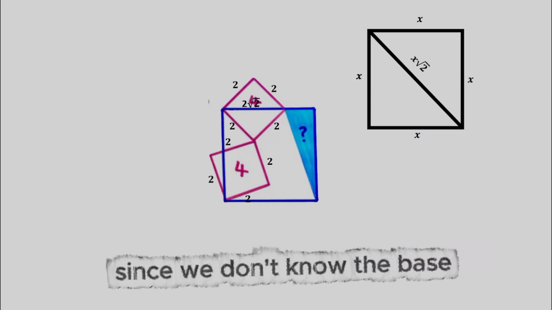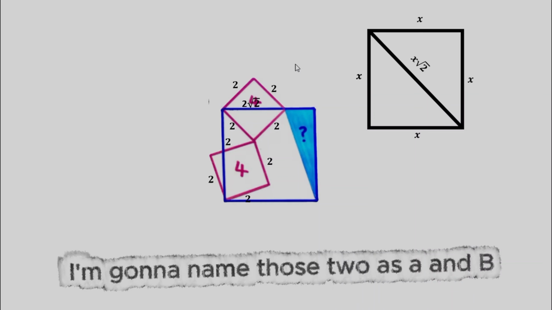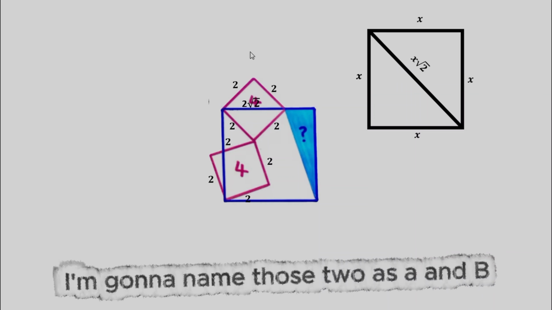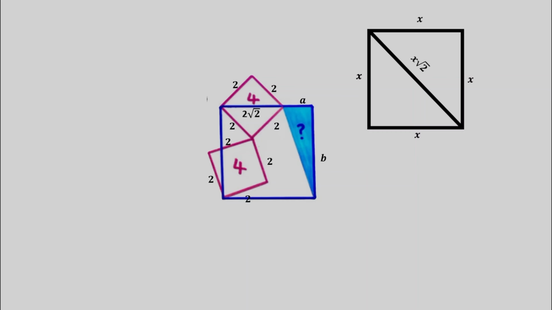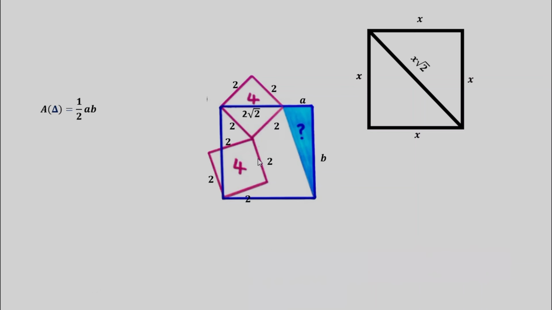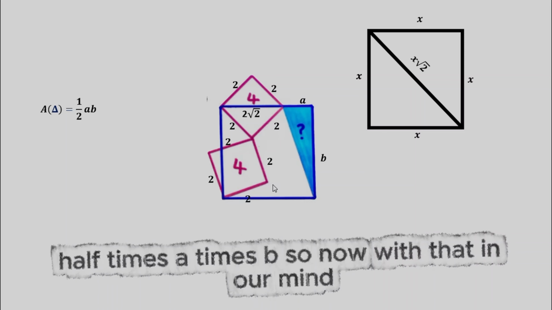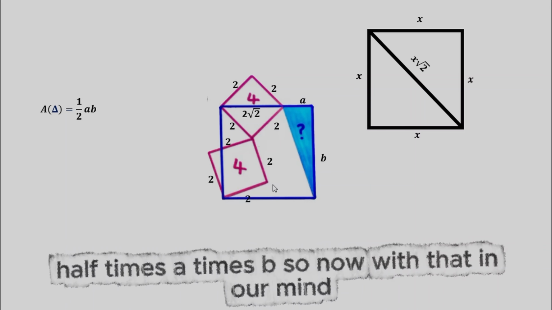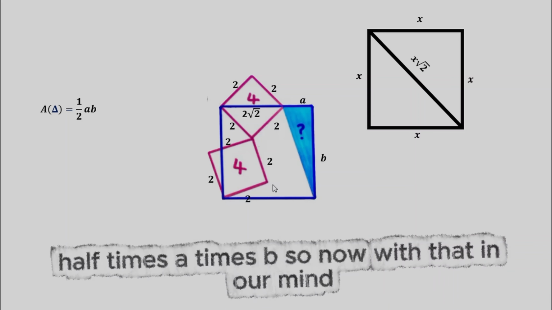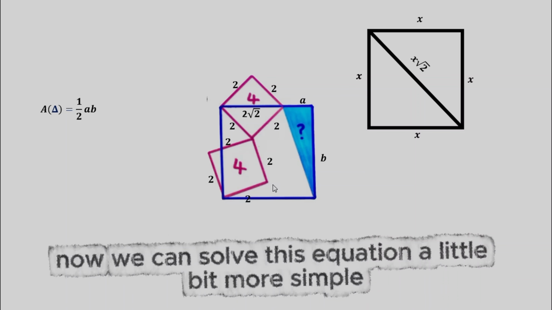And now, since we don't know the base or the height of this triangle, I'm going to name those two as A and B. So which means the area of the triangle should be half times A times B. So now with that in our mind, now we can solve this equation a little bit more simple.